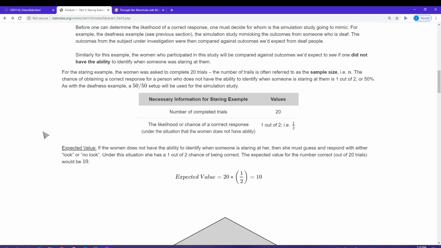Okay, so for this example, as I said, we have a total number of trials is 20, and the likelihood or chance of a correct response is 1 out of 2. Again, this individual was given 2 choices, either to look or not look. She had to make a guess, or a person without the ability is going to have to make a guess at whether or not the individual was looking or not looking. Now we convert that look or no look into a correct or incorrect response. Okay, so the 2 outcomes that I care about is whether or not the response was correct or incorrect.